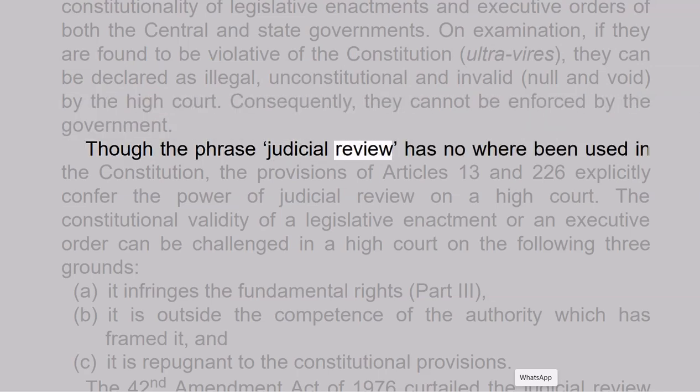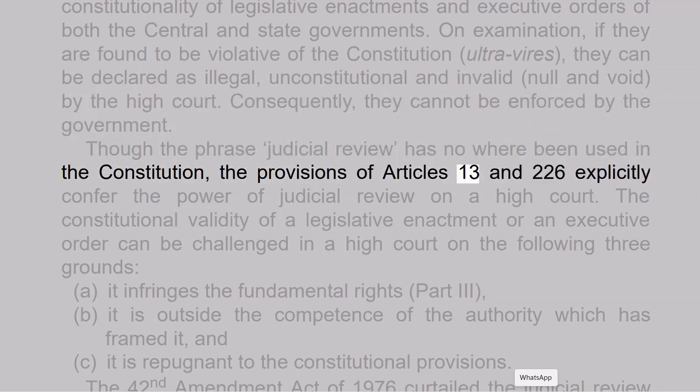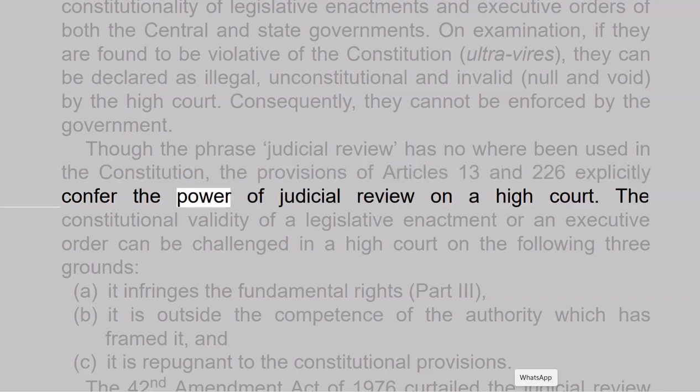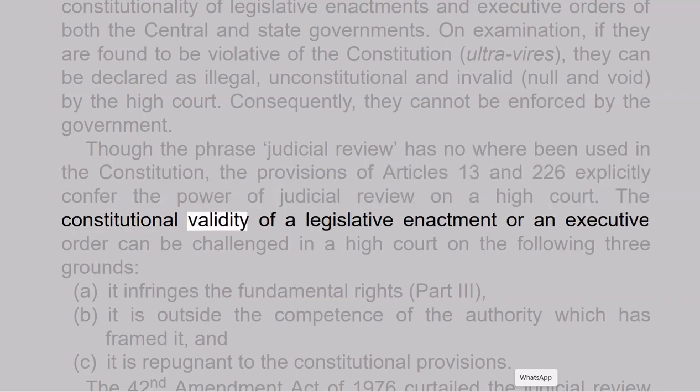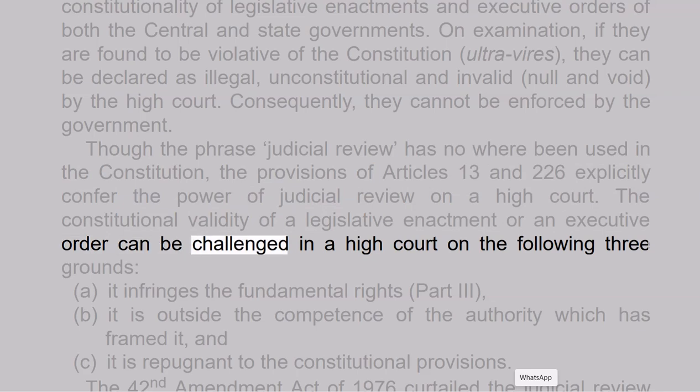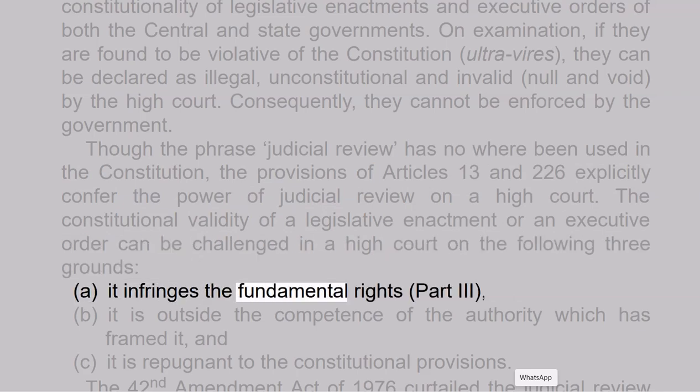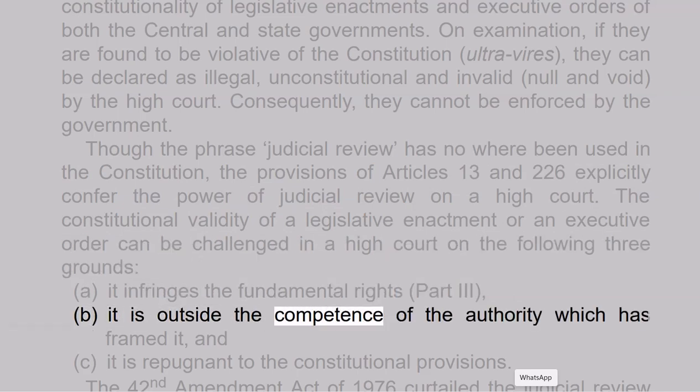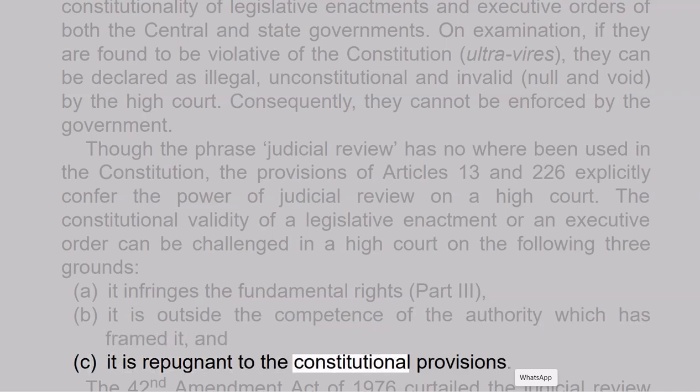Though the phrase judicial review has nowhere been used in the Constitution, the provisions of Articles 13 and 226 explicitly confer the power of judicial review on a high court. The constitutional validity of a legislative enactment or an executive order can be challenged in a high court on the following 3 grounds. A. It infringes the fundamental rights, Part 3. B. It is outside the competence of the authority which has framed it. And C. It is repugnant to the constitutional provisions.